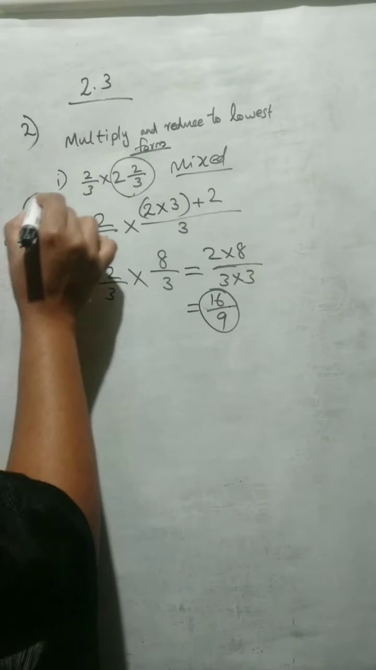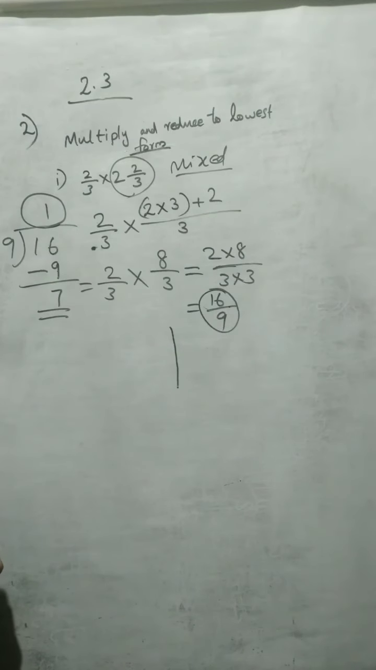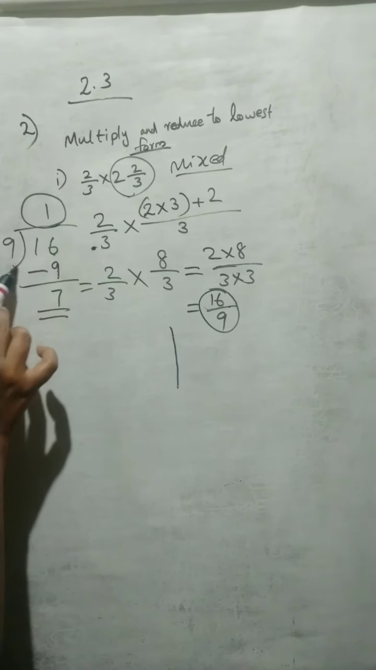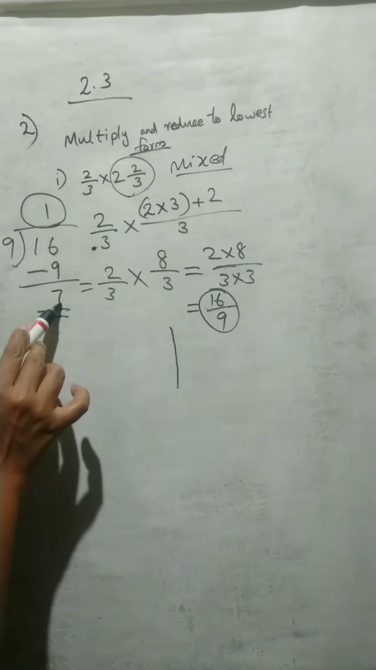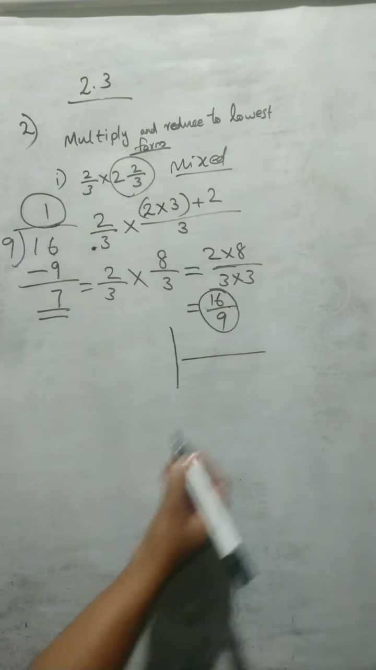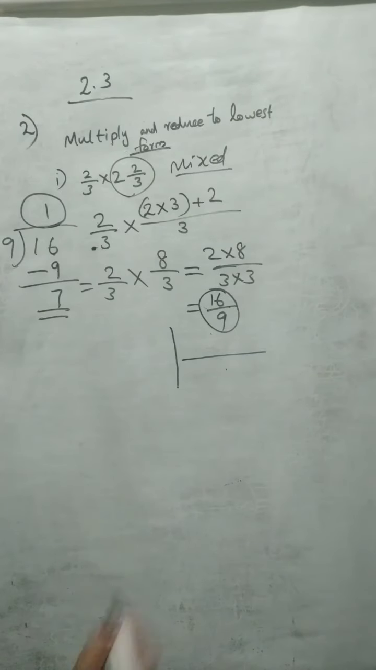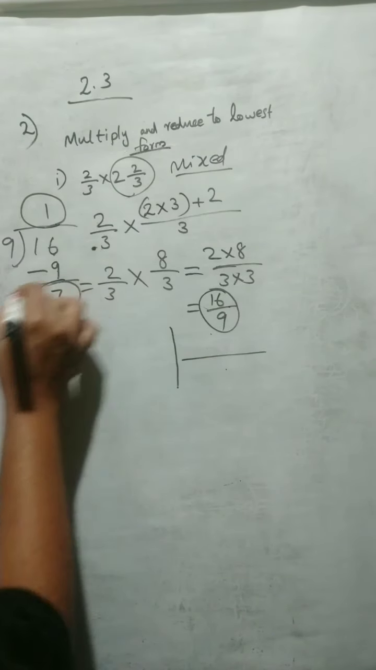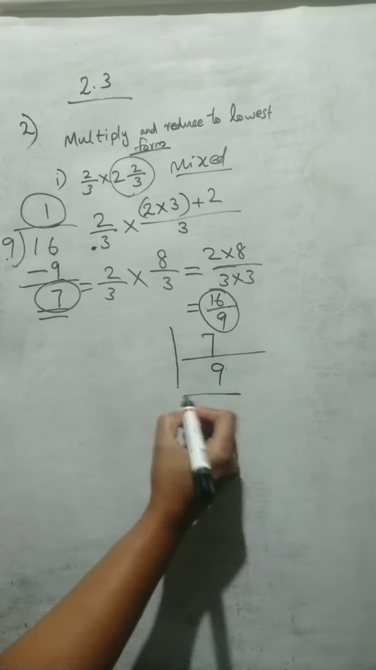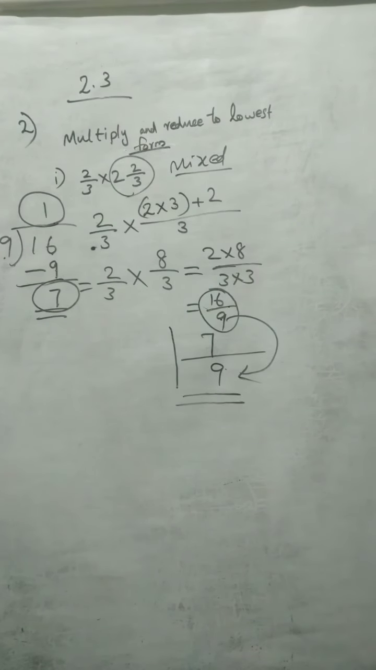First, we have to think about a whole number. The whole number will be the quotient. Okay, this is the quotient. This is the dividend. This is the divisor. And this will be the remainder. Then, one line will be there to separate the numerator and denominator. The numerator will be the remainder. Here 9, here 9, here also 9. That means the denominator will always be the denominator itself. Okay.